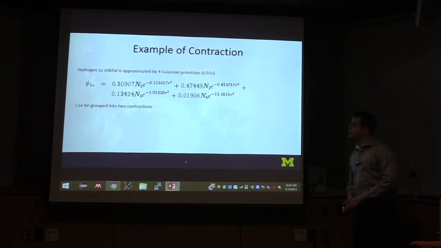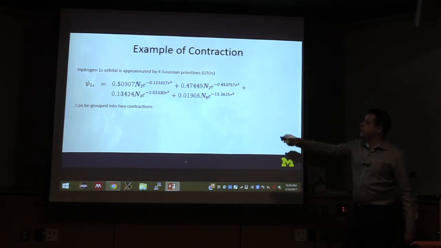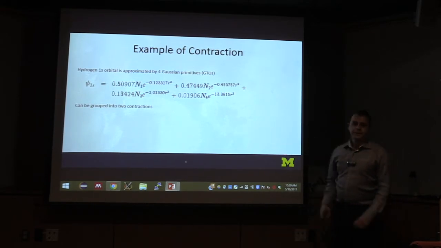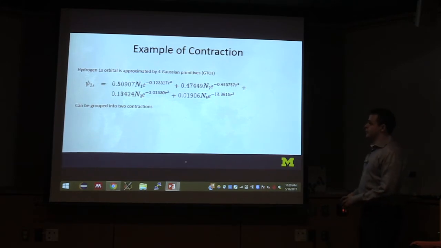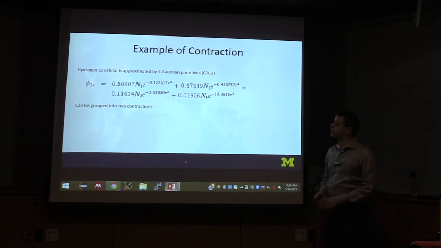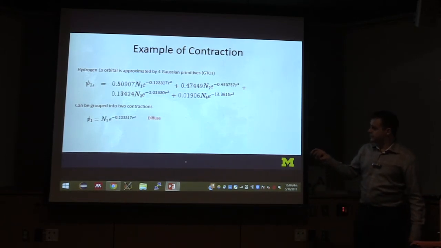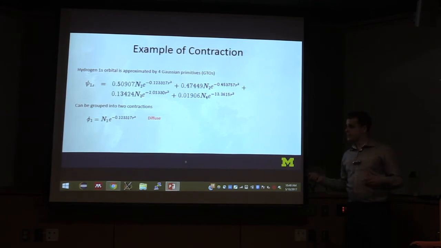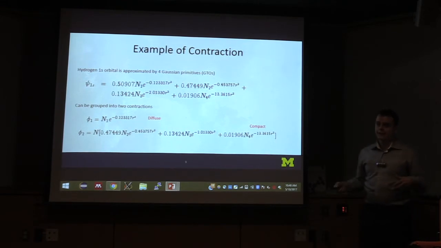So this is an example of a contraction. For the hydrogen 1s orbital, it was found that these 4 Gaussian primitives minimize the energy of the 1s hydrogen orbital. We can group these 4 Gaussian primitives into 2 contractions. So the first is just the first Gaussian primitive, and it's the diffuse Gaussian primitive. The second contraction is the next 3 Gaussian primitives, and these ones compose the compact Gaussians.